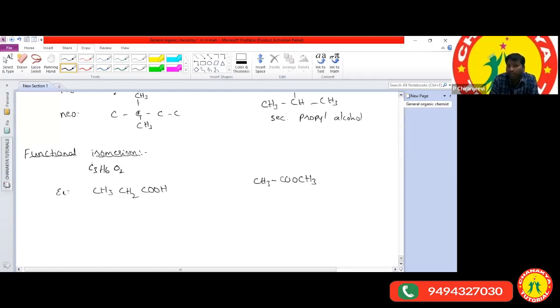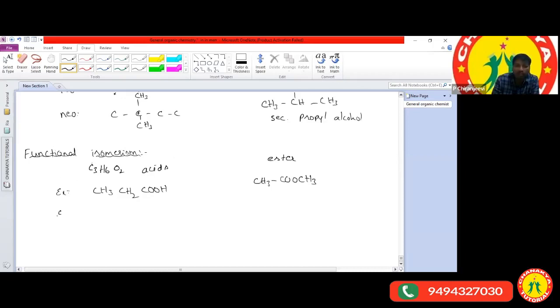Both have the same molecular formula but differ in their functional group. The first one has the carboxylic acid functional group, the second one has the ester functional group. So carboxylic acids are converted into esters. Acids and esters we consider as functional isomers.